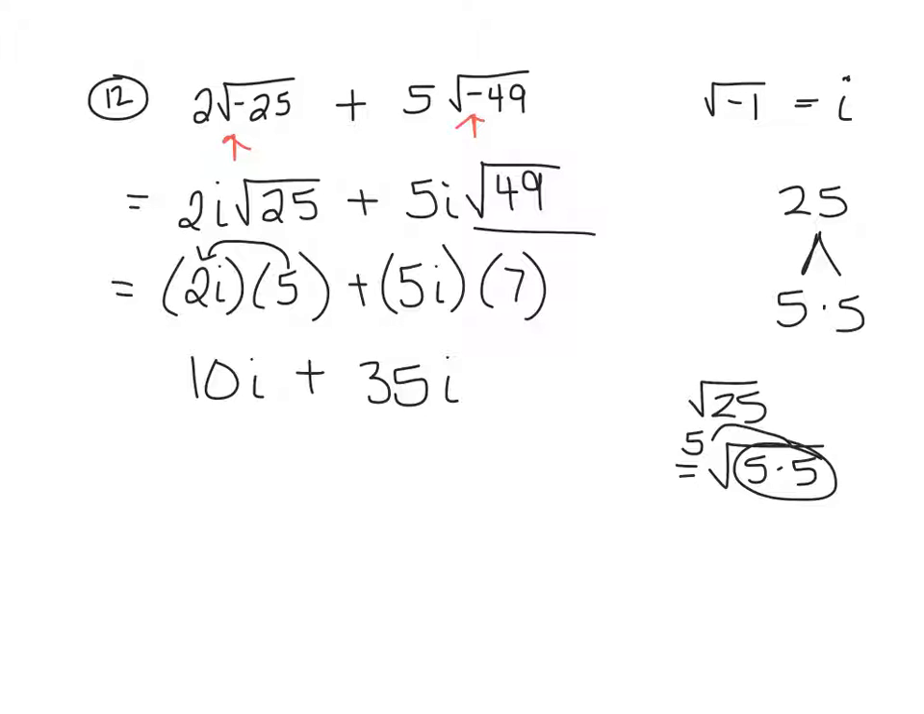Now I want to add these two terms together. And these are like terms because they both have the same letter. So I'm going to add 10i plus 35i. 10i plus 35i is 45i. And I found that just by adding 10 to 35. So my answer is 45i. That's my final answer for question 12.